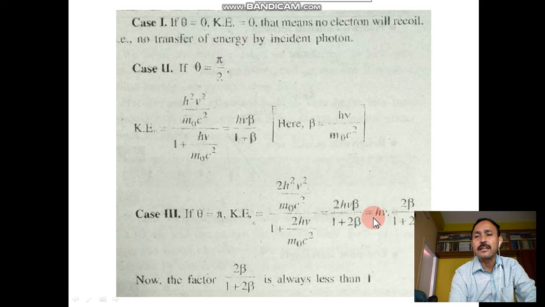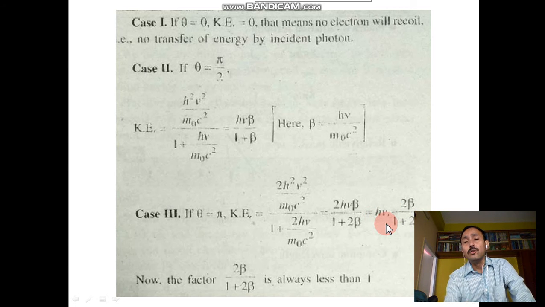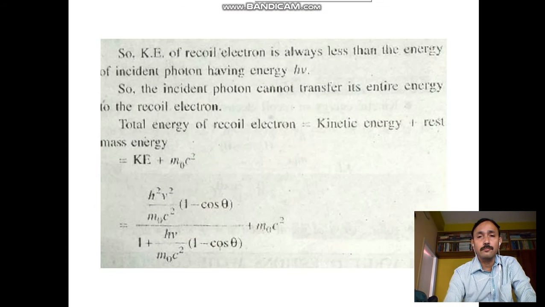H nu is the incident energy. H nu into a value less than 1, that is a fractional value. So the recoil electron's energy will be less than h nu, less than the energy of the incident photon. So the incident photon cannot transfer its entire energy to the recoil electron.